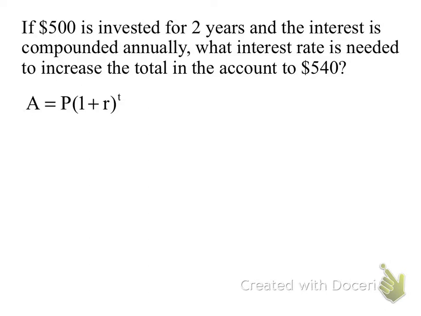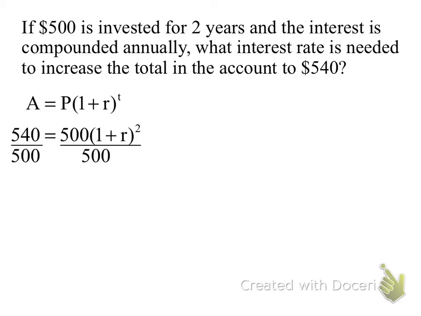Okay, now I've got, and the interest is compounded annually. What interest rate is needed? What am I looking for? R, to increase the total in the account to 540. Where does 540 go? A. Okay? Now, how do I solve? Remember, it's just a binomial. Get the binomial alone. Let's use the square root property. What do I need to do to get the binomial alone? Dylan? Divide by 500. Perfect.